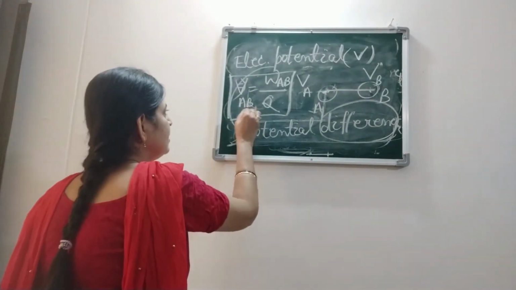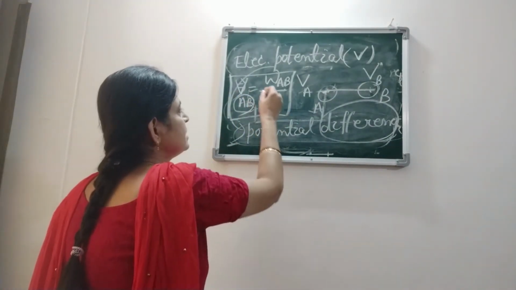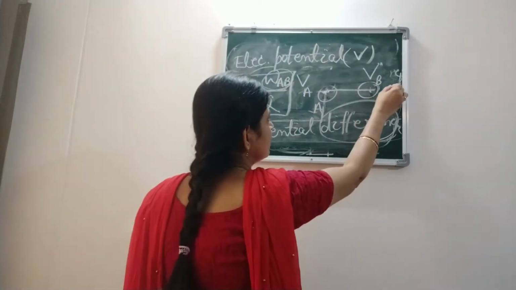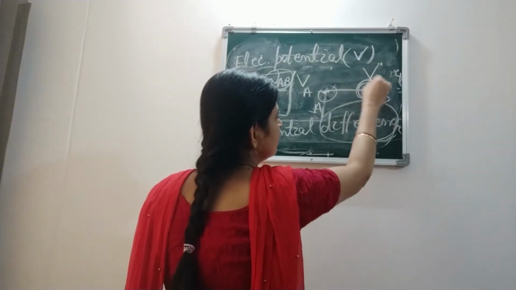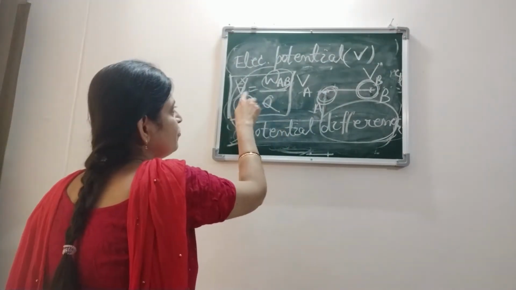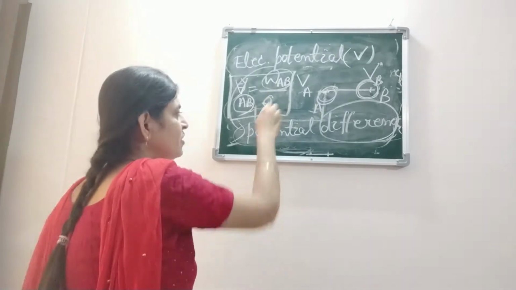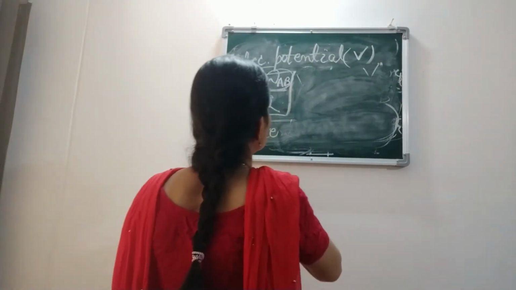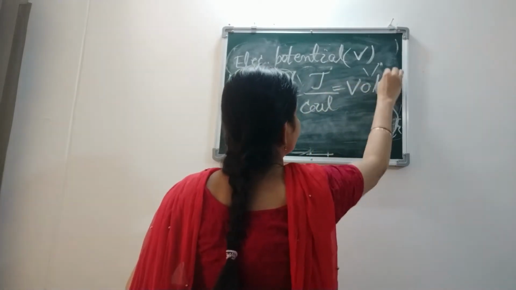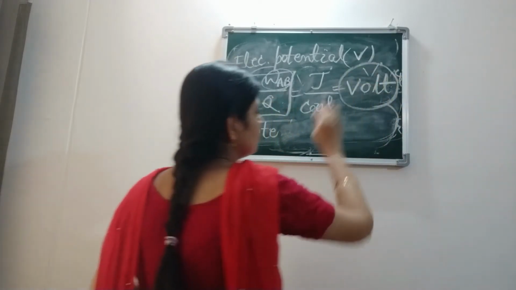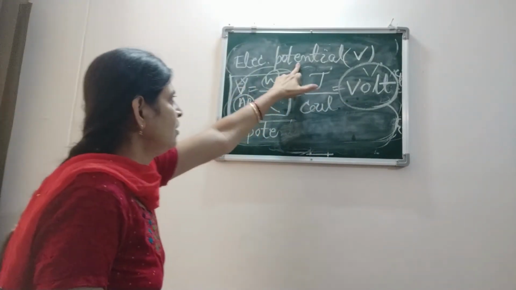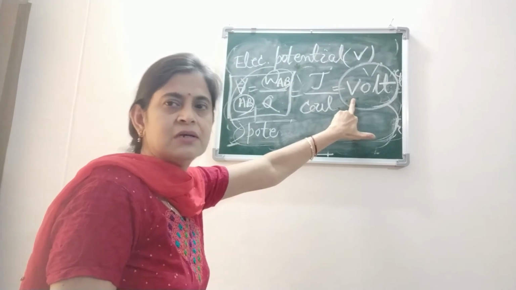So the electric potential difference is defined as the amount of work done in bringing a charge from one point to another point. The unit will be the same because the formula is the same, W by Q. So joules per coulomb, that is called a volt, according to the name of the scientist Alexander Volta. So the unit of potential and potential difference are both the same.